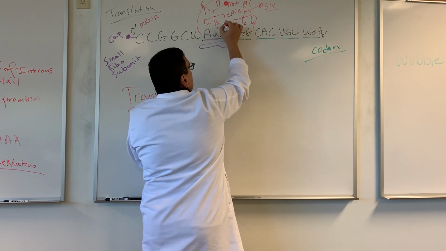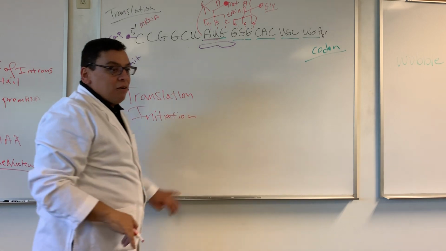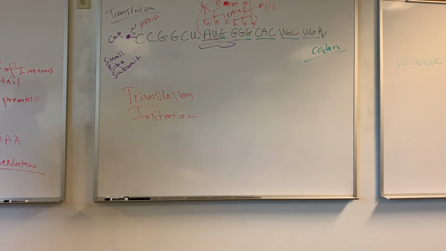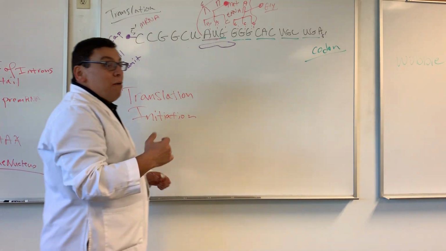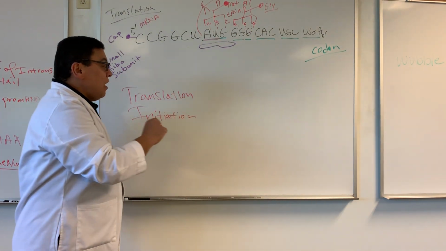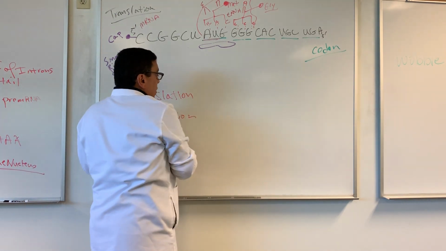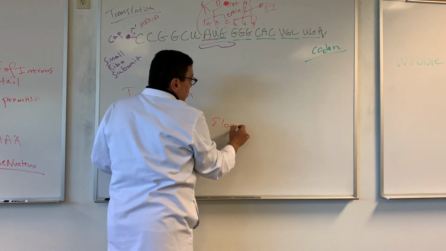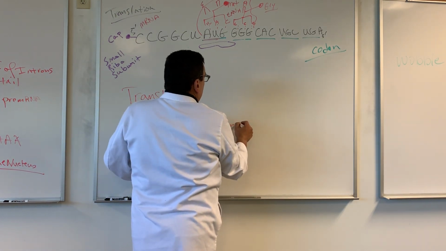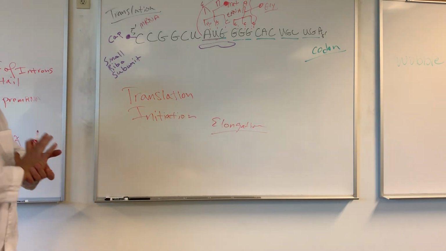By the way, there's hydrogen bonding between these. There's hydrogen bonding. That's how they're held together. Complementary base pair. There's hydrogen bonding there. But look where it came into. It came into the A site. Now you're in elongation. Once it starts reading the next codon, now you're in elongation. Translation elongation.